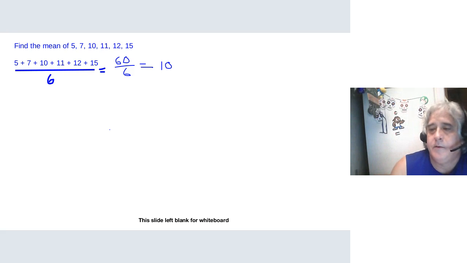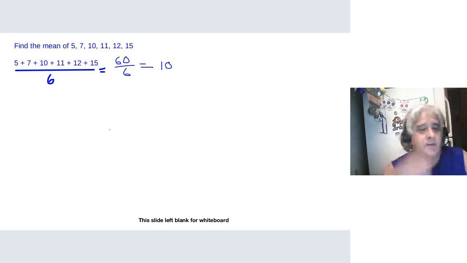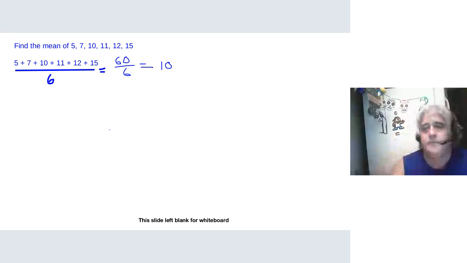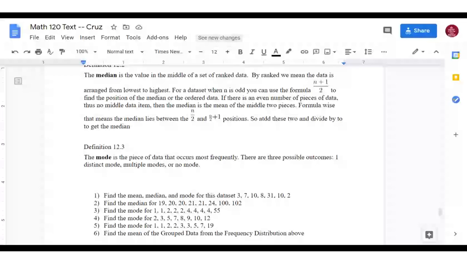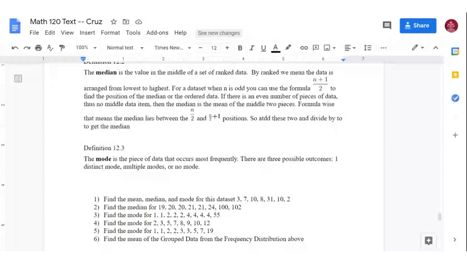All right. Now, there's another measure of central tendency, and it's called the median. Now, the reason why we have more than one is because each one of these has a specific strength to it, a strength and weakness, actually.